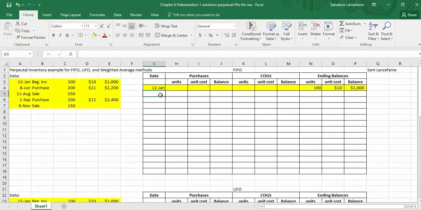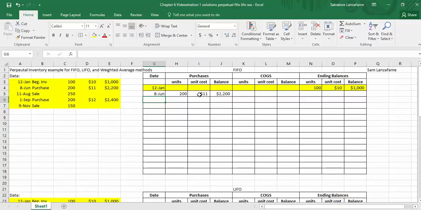Okay, the next thing is we've purchased some more units. So on June 8th, under the purchase column, we're going to put 200 units at $11 a piece. And as you can see, the balance of the purchase in dollars is 2,200.